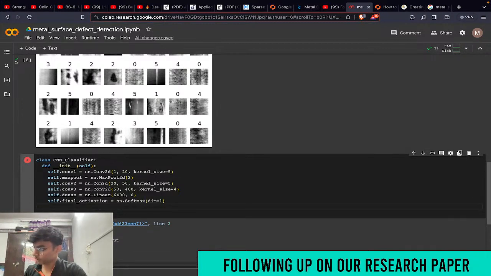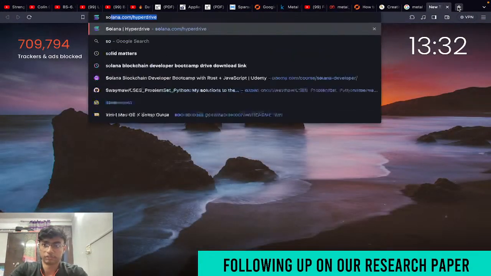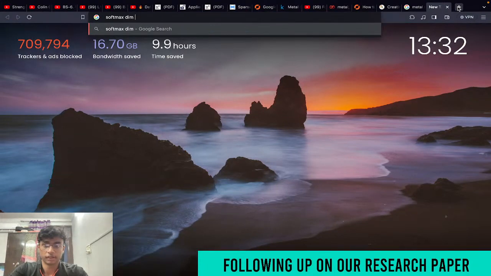Self.final_activation. You know why we are doing one? Because the batch size is 32, right? We are using the 32 batch size in the first time. That's the zero dimension, right? Those are the number of rows. There are 6 features in each. So by telling it that we need to use the softmax in the first dimension, we're just telling it that it needs to apply the softmax like this, right? Let's see if we can visually see it. Softmax dim mean.